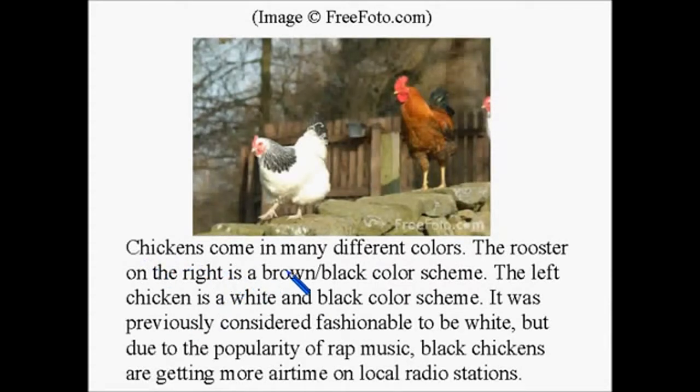Chickens come in many different colors. The rooster on the right is a brown-black color scheme. The left chicken is a white and black color scheme. It was previously considered fashionable to be white, but due to the popularity of rap music, black chickens are getting more airtime on local radio stations.